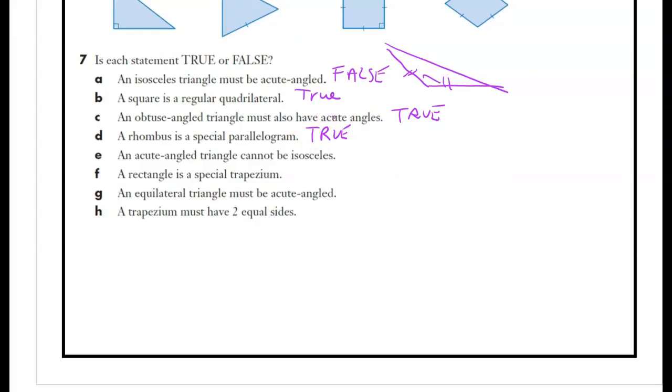An acute angled triangle cannot be isosceles. Yeah, false. We can easily have an isosceles. Look, here's one here. An isosceles triangle where all the angles are acute.